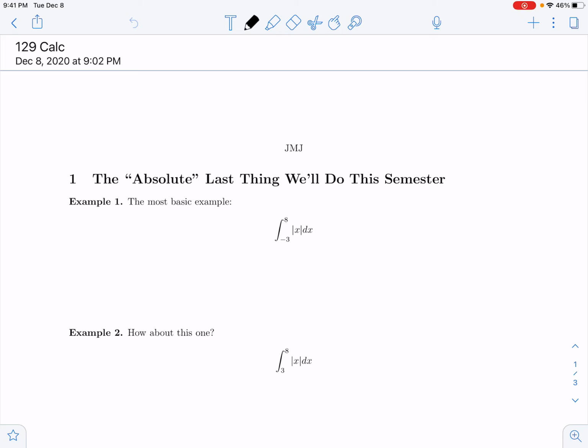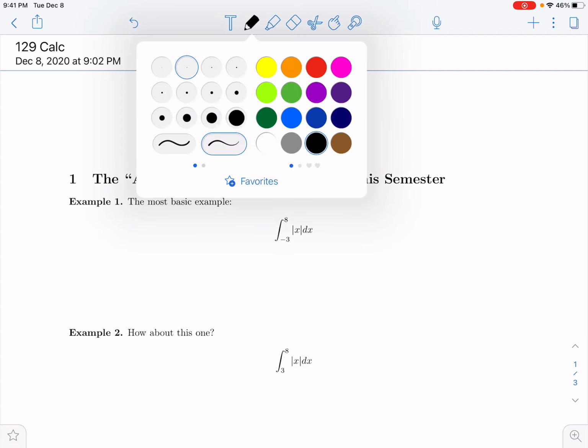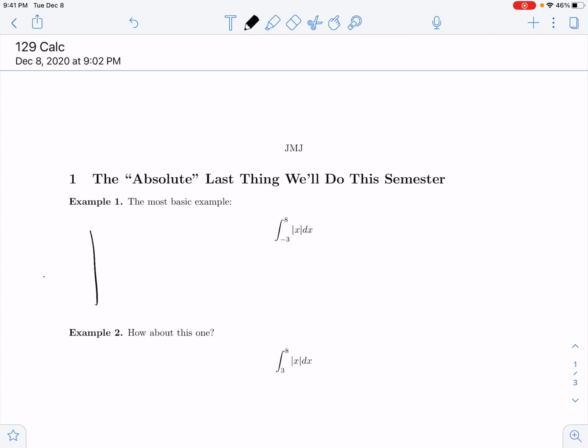Absolute value integration. So let's start with the most basic example, which is just the absolute value of x. Now, if you remember, let's maybe do a little sketch of this picture to get an idea of what's going on here. This is that V function, if you remember the 12 basic functions, right?